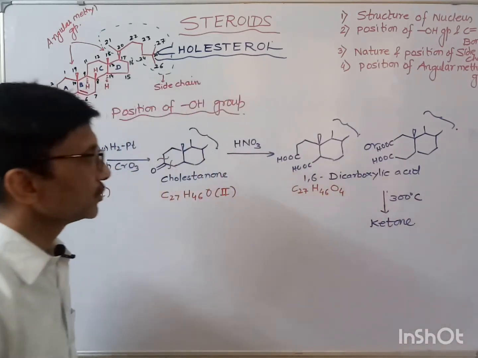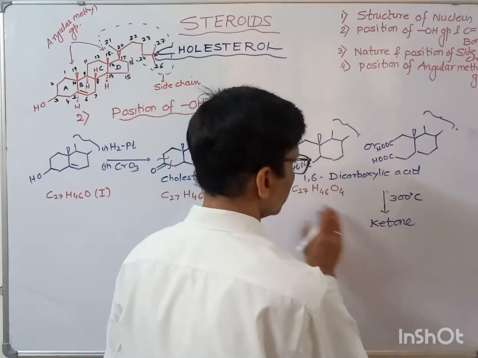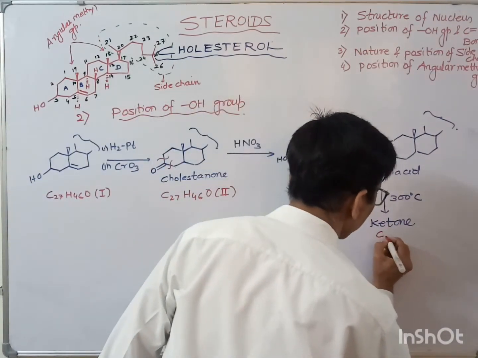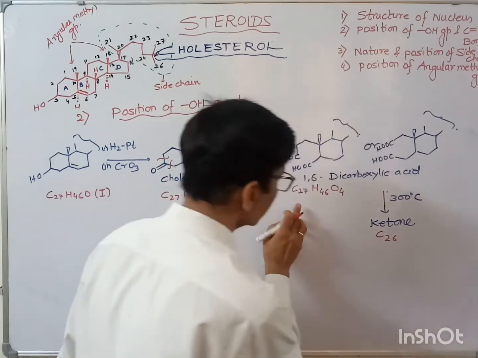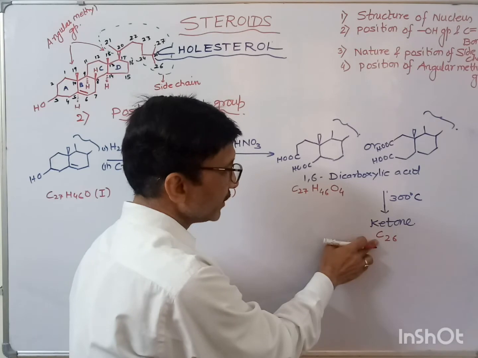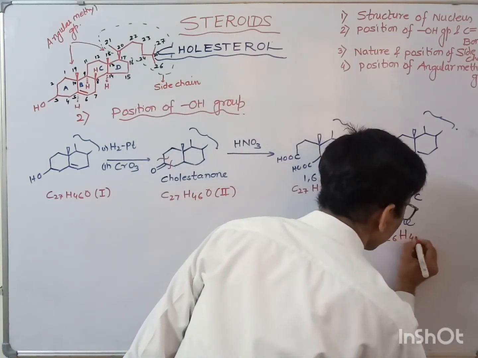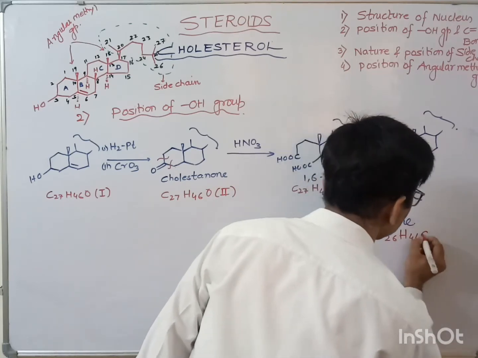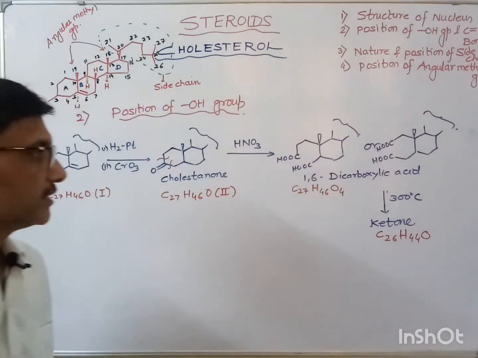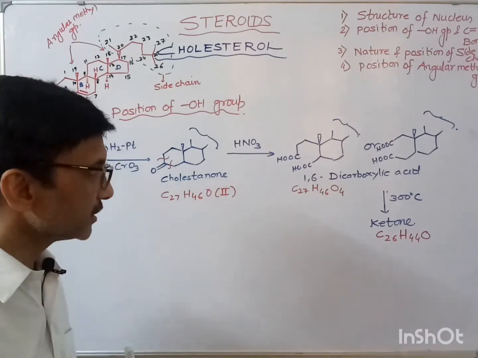C27H46O4. So this is the formula. And finally, the ketone which was obtained from here was having the formula C26. As you can see here, 27 carbon. This ketone was having 26 carbon and H44O. So this was obtained. Finally, the ketone obtained has this molecular formula.